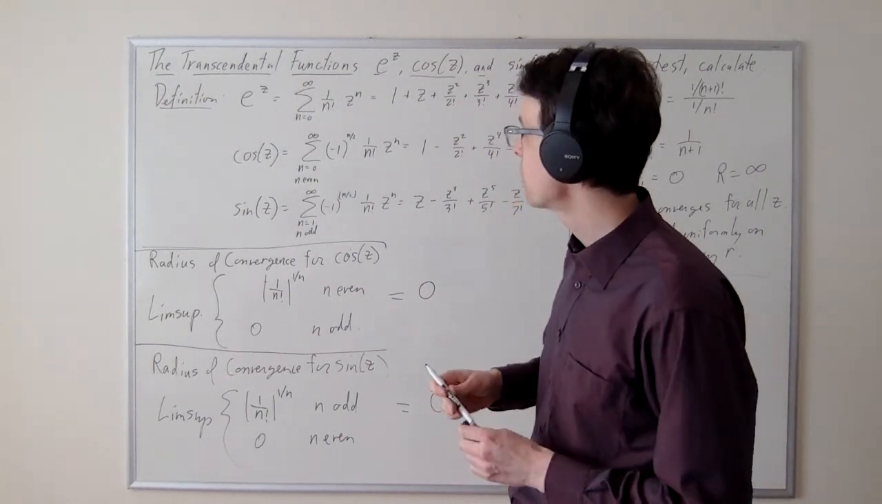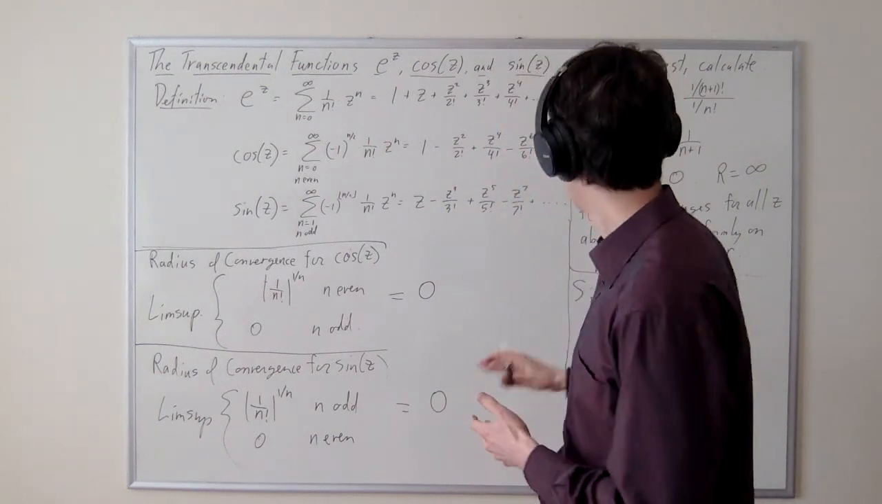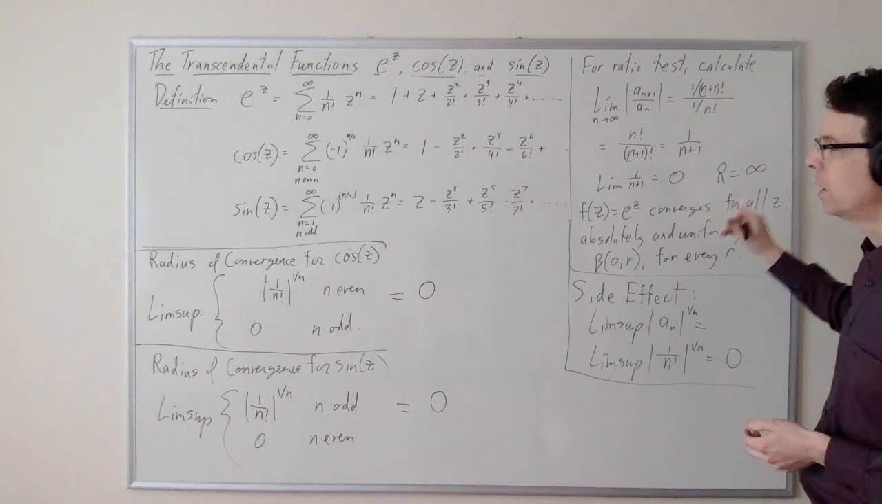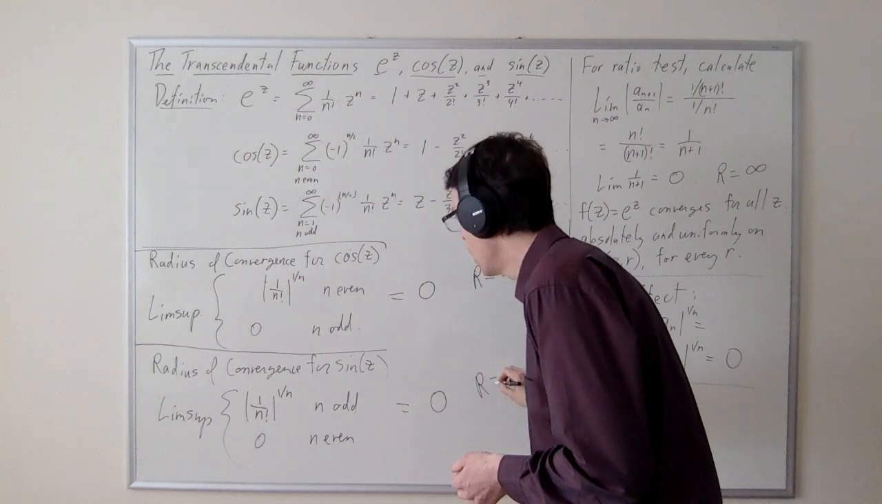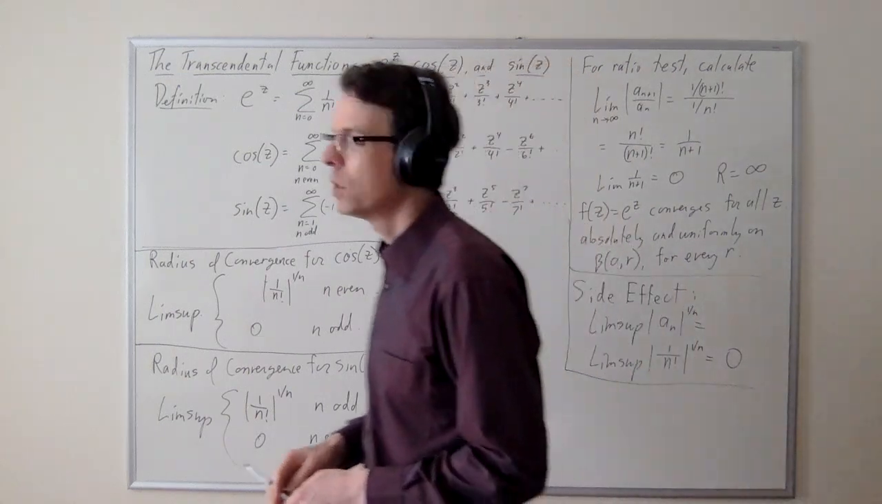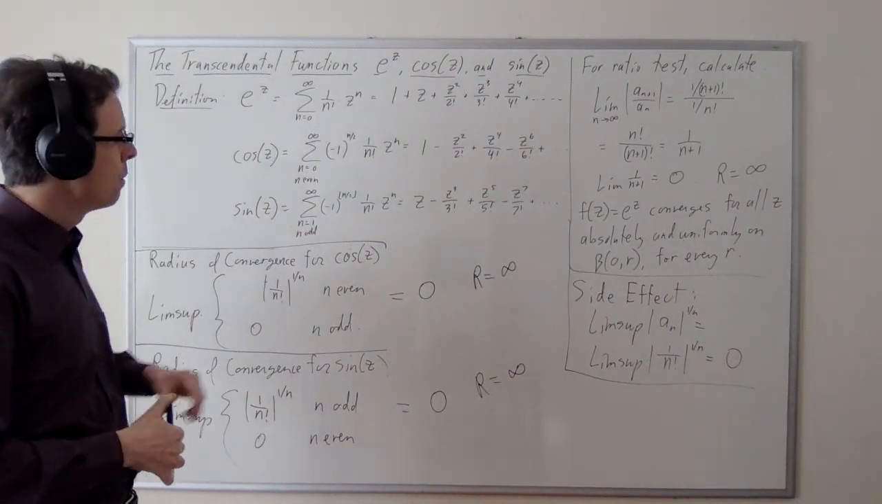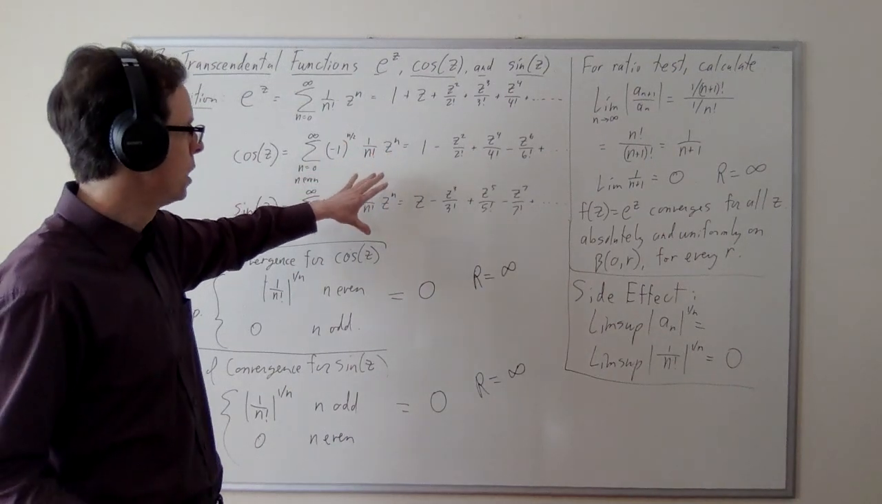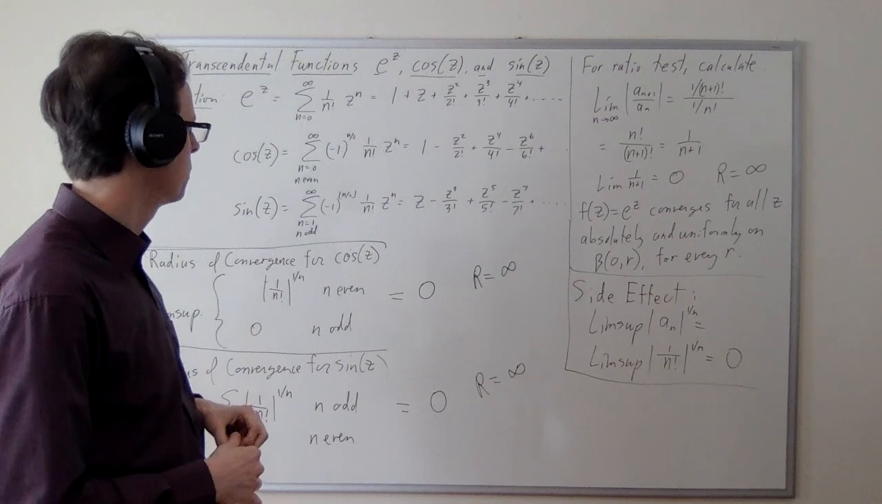And that means that the radius of convergence for cosine and the radius of convergence of sine are both happily infinite. So here I'm just going to say r equals infinity for cosine, r equals infinity for sine. So that demonstrates that e to the z and cos z and sine z, by means of this formula, are functions defined on the entire complex plane.